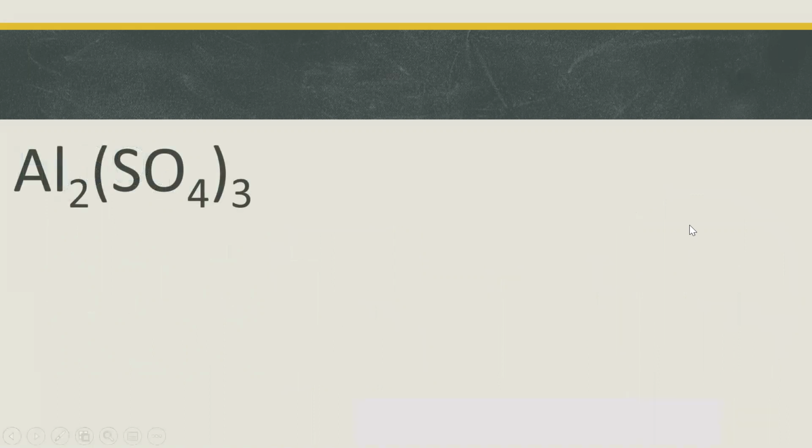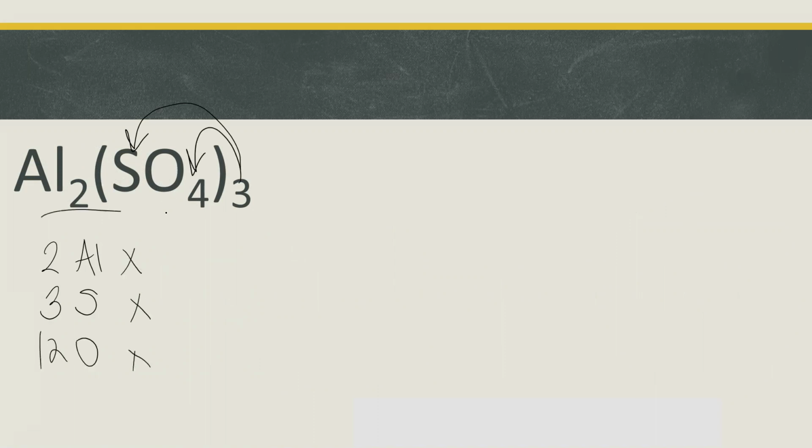We'll try this one. So how many of each atom are present? Well, we have 2 aluminum. I have 3 sulfur because I'm distributing, and I have 12 oxygen because I'm distributing. That just came from the subscripts, the compound formula.